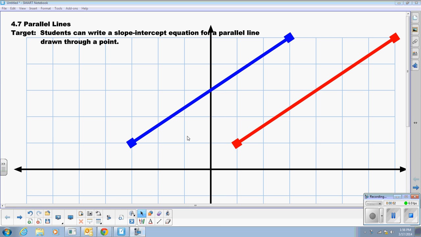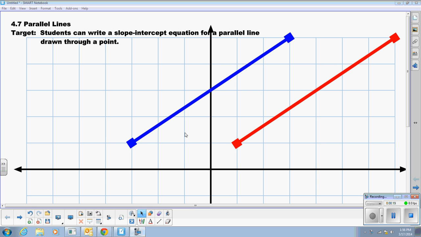Parallel lines. This is from 4.7. This will be out of our textbook. What we're going to take a look at is slopes of parallel lines and how to write an equation for two lines that are parallel. But first, before we can get started with that, we want to examine the slopes of parallel lines. So that's what this first screen is for.